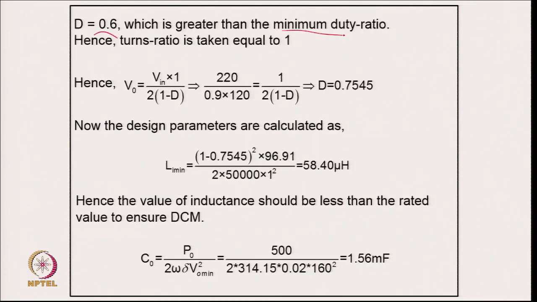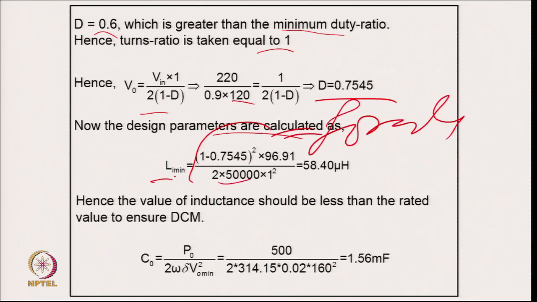than the minimum duty, hence the turns ratio can be taken as 1, and from this relation we get the duty cycle D equal to 0.75. From this relation for minimum inductance calculation we get 58.40 microhenry, hence the value of inductance will be less than this value to ensure the DCM, and the output capacitor corresponding to the ripple voltage relation, putting the value, comes to 1.56 millifarad.